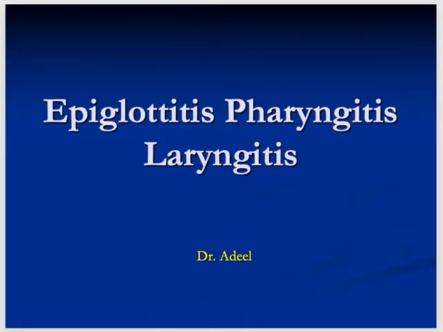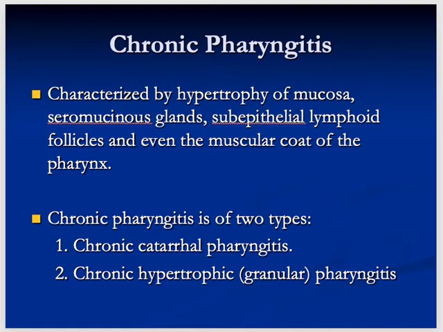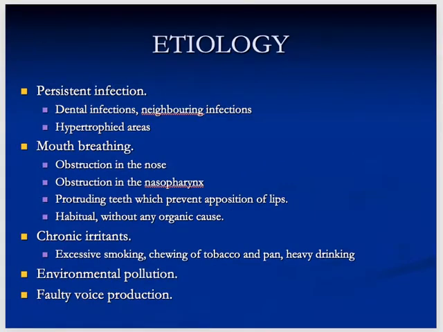Now, talking about the causes, discussing chronic pharyngitis. Chronic pharyngitis is, of course, chronic inflammation of the pharynx, and it is characterized by hypertrophy of the mucosa as well as serous and mucinous glands and subepithelial lymphoid follicles and even the muscular coat of the pharynx. And it has two types, chronic catarrhal pharyngitis and chronic hypertrophic. Hypertrophic is also called granular pharyngitis. So chronic catarrhal and chronic hypertrophic, right?